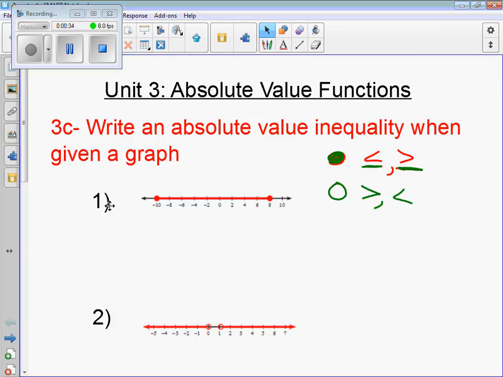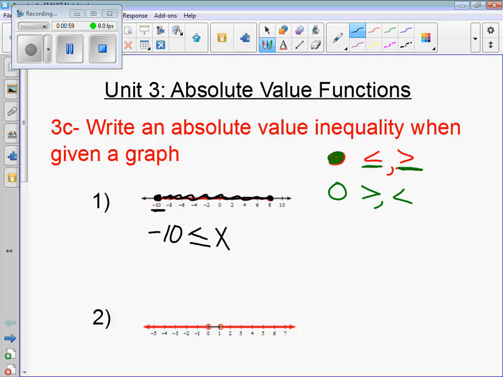When we're looking at this inequality, it's filled-in circles, so we know they're going to be equal to's. You always start with the smallest, the lowest number. We see that it's shaded in between. Anytime it's in between, these are "and" problems, so we write them as a compound inequality. Start with the lowest number, then less than or equal to, x less than or equal to the biggest number, 8.